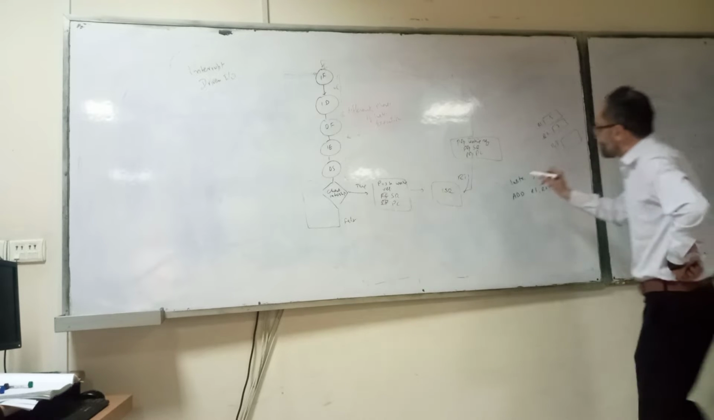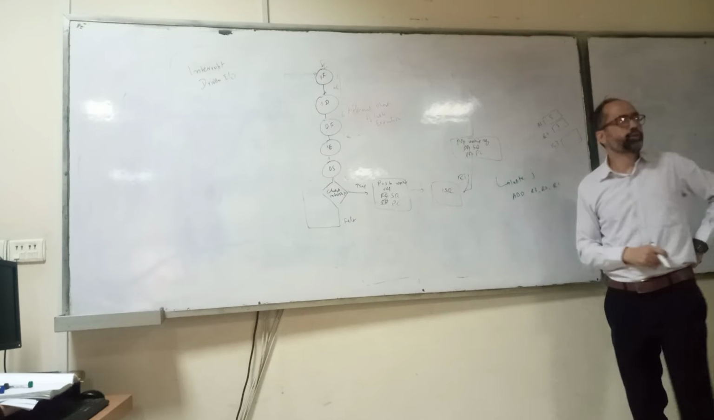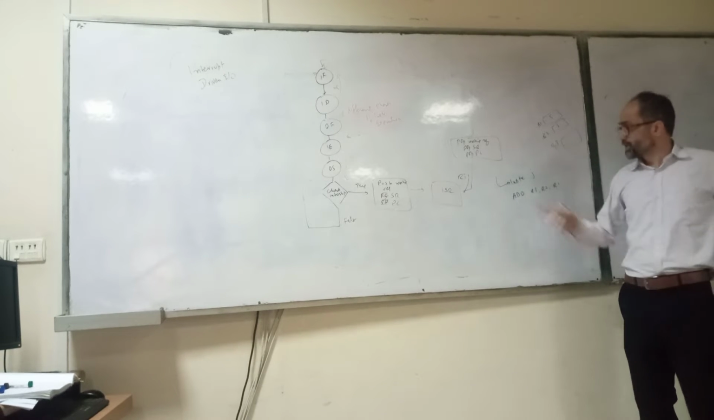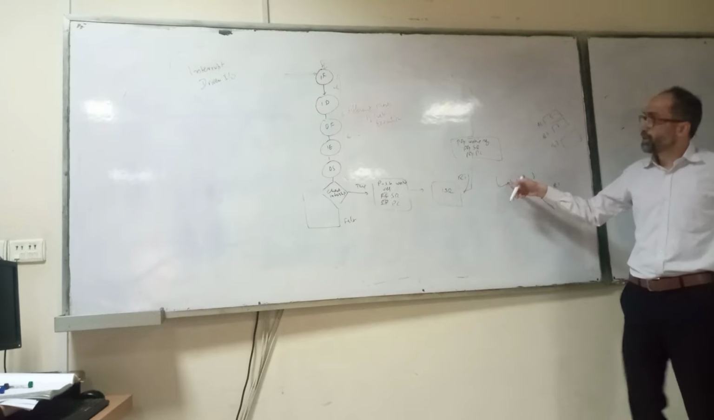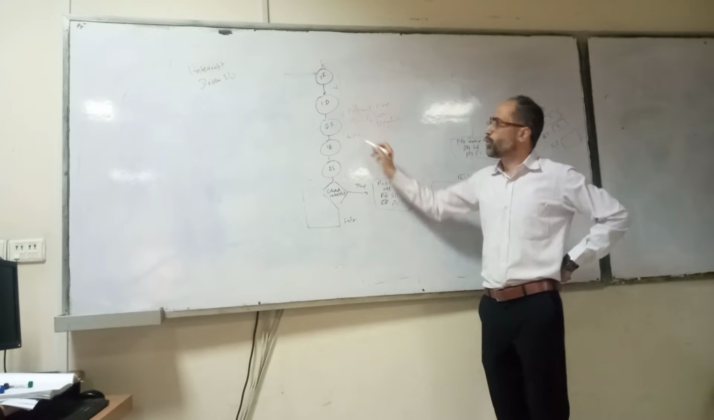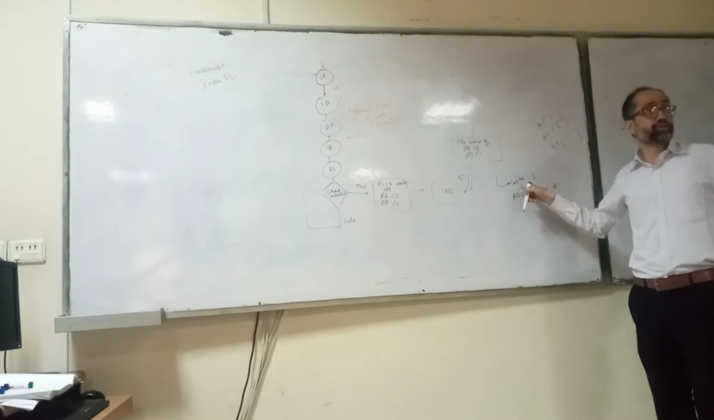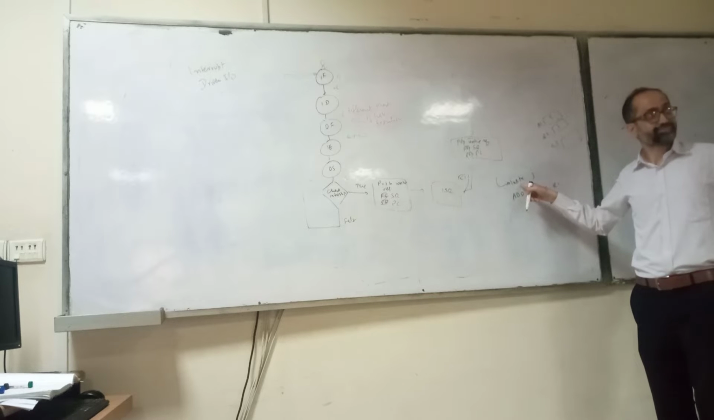Now let's assume an interrupt arrives during this instruction, whether it arrives here or here. What should we do? First, we should complete instruction J. It can be any instruction.